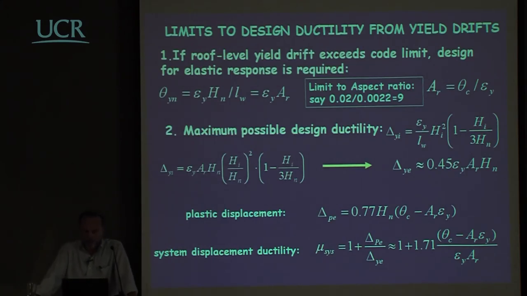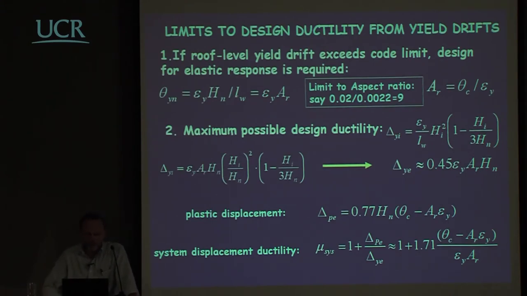Now, what are the limits to the design ductility considering the yield drift? Well, in this case, it is possible to look at this problem looking at the yield rotation with the usual expression, and to know that if one wants to put some limit to the rotation, which is, for example, this 0.02, and one considers some possible value for the elongation of the steel, for example, this 0.0022, that could be 0.002, 0.025, something like that. You end up with some limit of the aspect ratio in the range of 9 with those numbers. That could be maybe 10 if you have 0.2% as the limit, the plastic limit of steel.